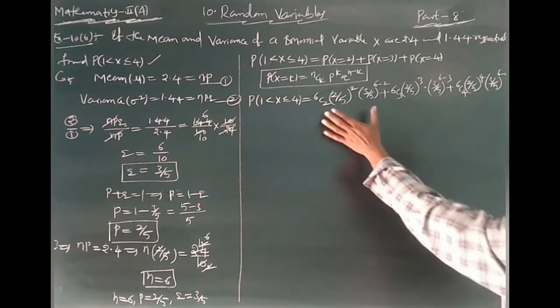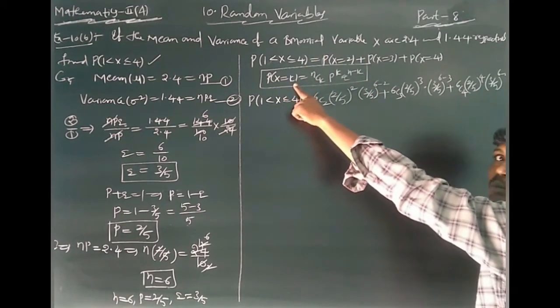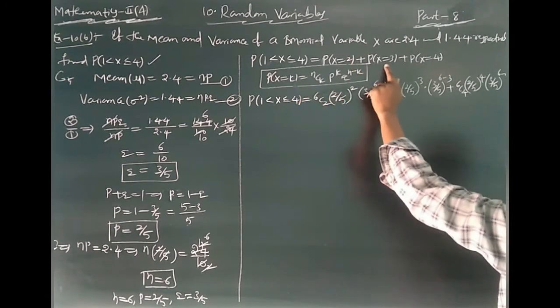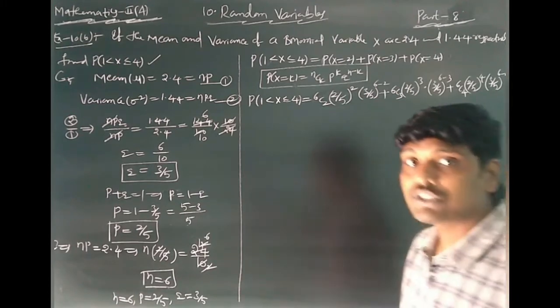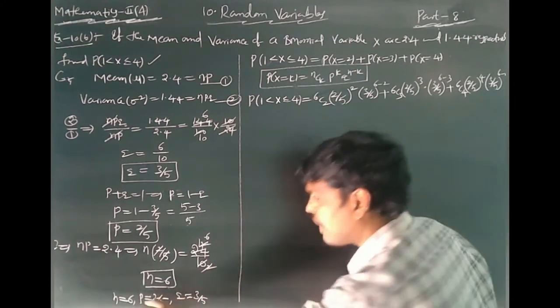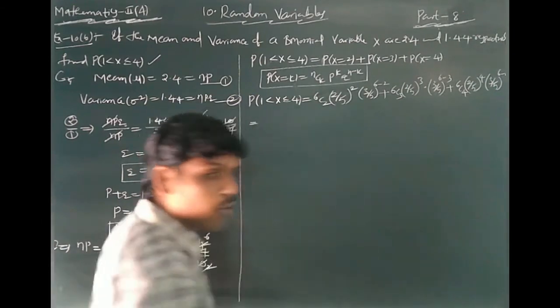You can write first, P of x equal to 0. In this probability, k value 2 you get this one, k value 3 this one, k value 4 this one. Understood or not? Also, completely write down n value, p value, q value. After that you can write 6C2, how much?